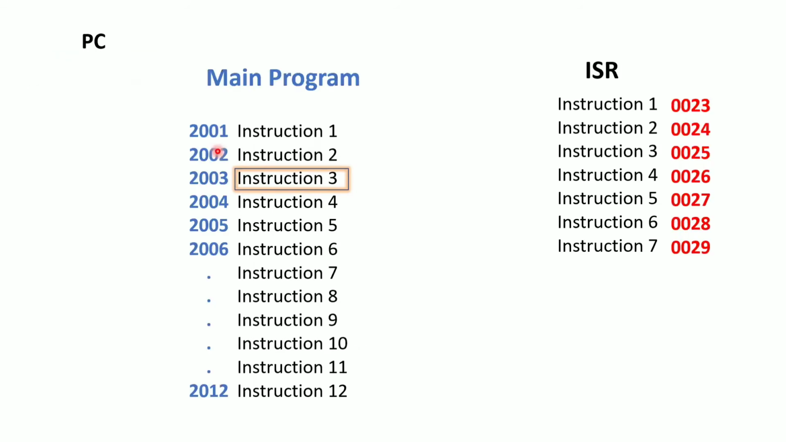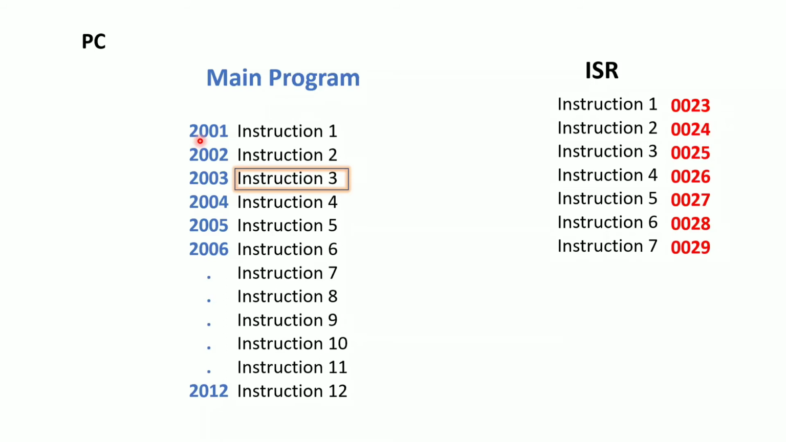Now take an example. You have instructions, and instructions are stored inside your memory location. In memory, to fetch an instruction, you require addresses, right? For your main program, the starting address is 2001. Did you understand this? So every instruction has its address, because it is stored inside your memory location. Whenever you want to get an instruction from memory, you need to have its address.